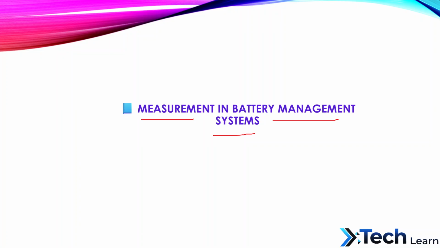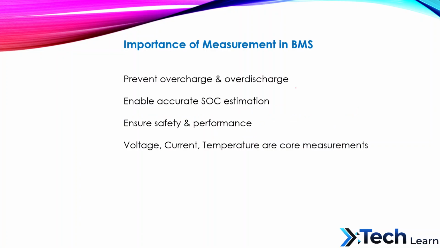We all know how important measurement is for the BMS. Measurement is the foundation of any battery management system. Without accurate measurement, we cannot prevent overcharge or overdischarge. Voltage measurement ensures that each individual cell remains within the safe limit, and current measurement allows accurate state of charge estimation and power limit calculation. Temperature measurement guarantees safe thermal operation. So, measurement directly determines safety, performance, efficiency, and battery lifetime.